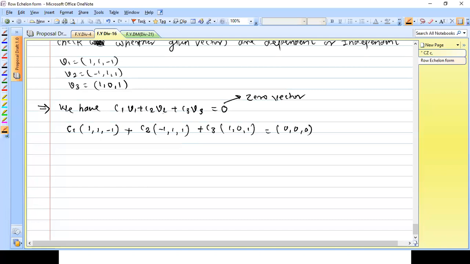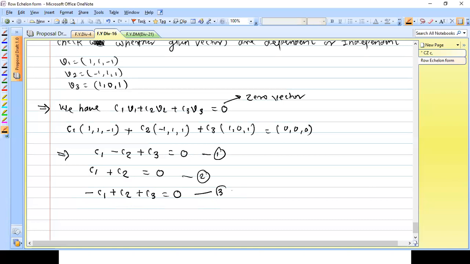Now if you add this directly, can I write down this equal to C1 minus C2 plus C3 is equal to 0? This is my first equation. C1 plus C2 is equal to 0. This is my second equation. Can someone tell me what is my third equation? Minus C1 plus C2 plus C3 is equal to 0. Yes or no? Yes, sir. Everyone understand now?